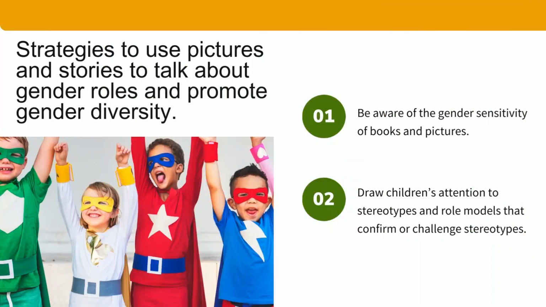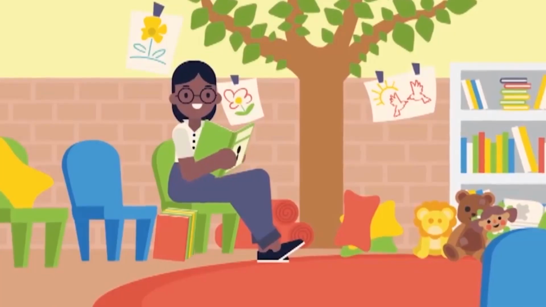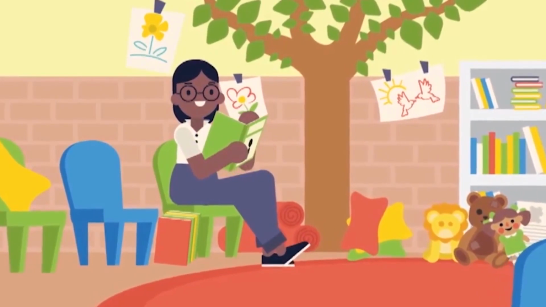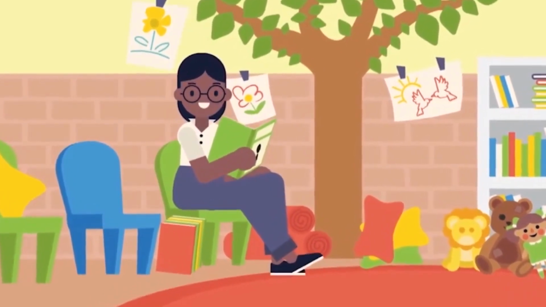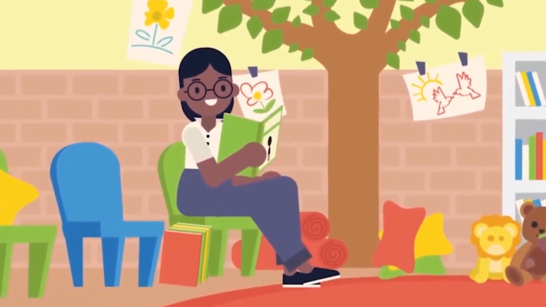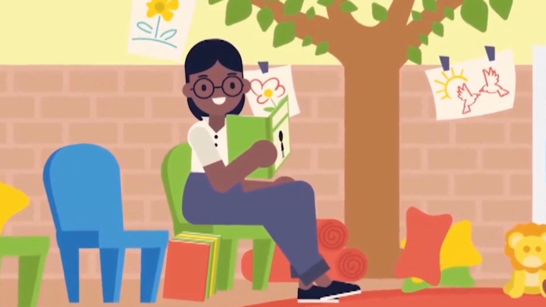So how can you use pictures and stories to talk about gender roles and promote gender diversity? We will explore 2 strategies you can use with Sihle and Kosi. Strategy number 1, be aware of the gender sensitivity of books and pictures that you use. Before you use a storybook, pictures, or posters with children, you can determine how gender stereotypical or diverse the content is. There are 5 types of content areas normally found.